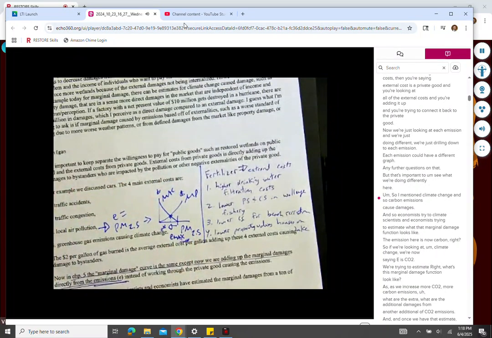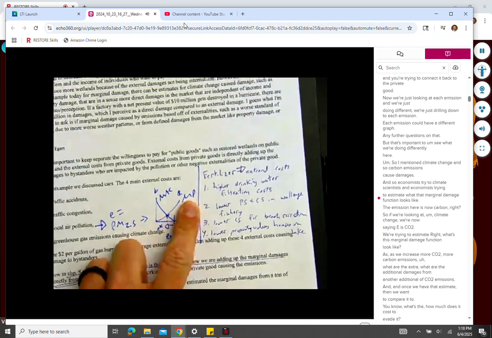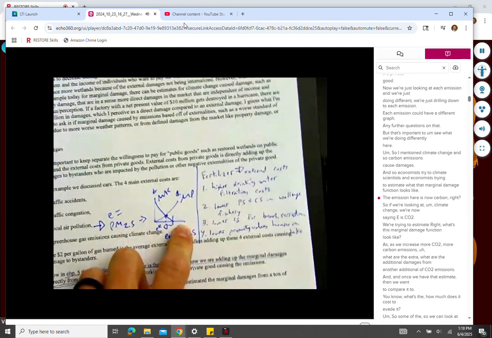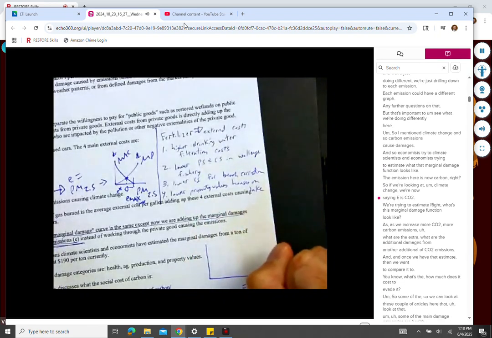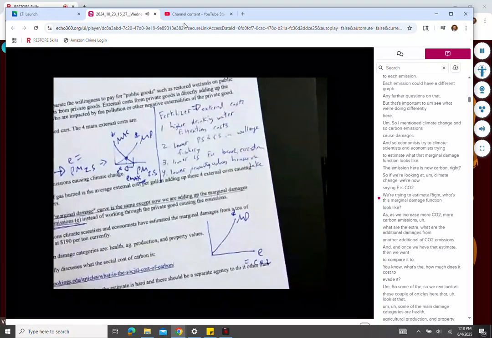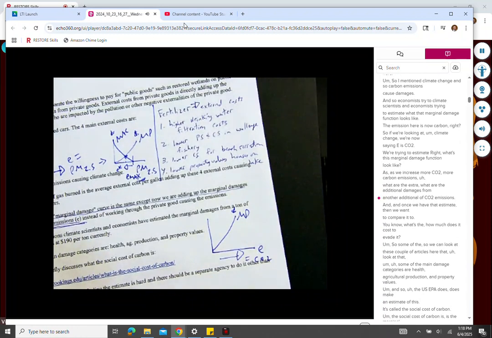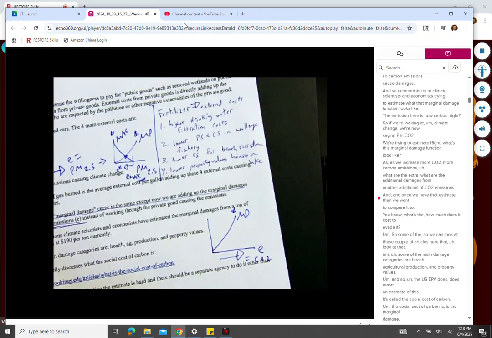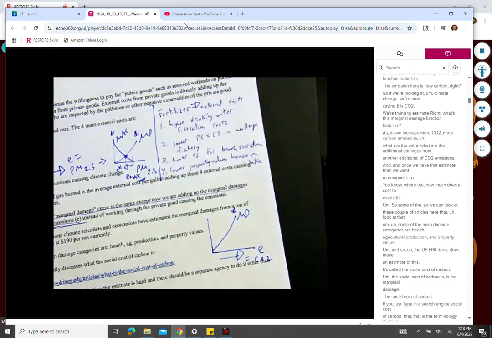So I mentioned climate change, and carbon emissions cause damages, and climate scientists and economists are trying to estimate what that marginal damage function looks like. The emission here is now carbon, right? So if we're looking at climate change, we're now saying E is CO2. We're trying to estimate what this marginal damage function looks like as we increase more CO2, more carbon emissions. What are the additional damages from one additional unit of CO2 emissions? And once we have that estimate, then we want to compare it to how much it costs to abate it.